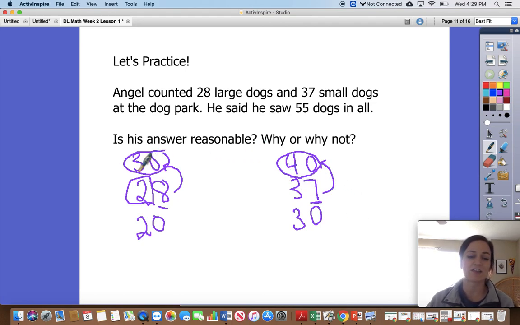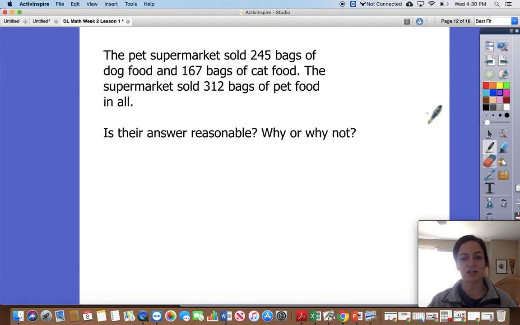Now we're just going to add together. 30 plus 40. Well, 30 plus 40 is 70. So we could say Angel saw about 70 dogs. He said he saw about 55 dogs. Would you say his answer is reasonable? No, right? 70 isn't really that close to 55, okay? So we would say no, because 70 is not close to 55, okay? So that's how you would answer that question. All right, let's try another one.